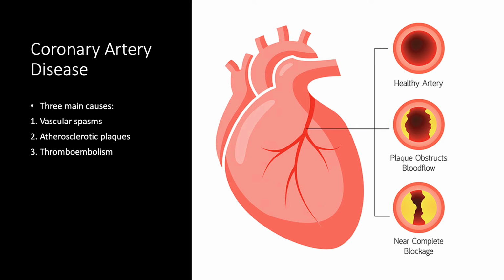Because coronary arteries deliver blood to your heart muscle, any disorder or disease that affects these arteries can have serious implications by reducing the flow of oxygen and nutrients to the heart muscle. Coronary artery disease is the most common type of heart disease and is the leading cause of death in both men and women, resulting from three possible factors. The first factor is vascular spasms. The second is atherosclerotic plaques, and the third is thromboembolisms.